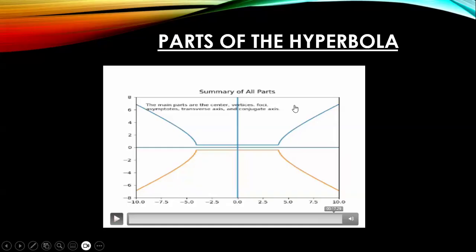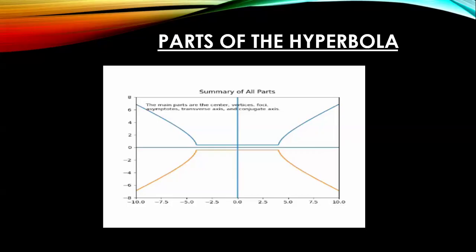Okay, the summary of all the parts here now. So the main parts are the center. We know the center is usually here at the middle. And the vertices, we have our vertices here and usually it's here. And the foci usually are a little bit away from the vertices. Then the asymptotes, as I showed you earlier, are the diagonal lines. The transverse axis is the line that is on the x-axis. And the conjugate axis is the line on the y-axis.